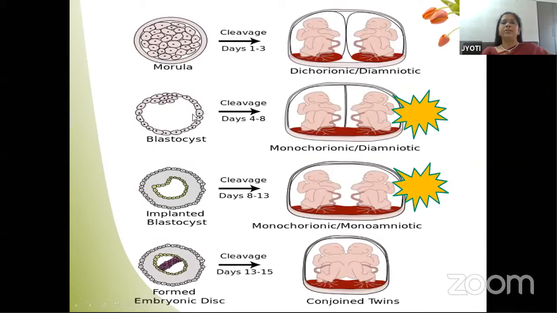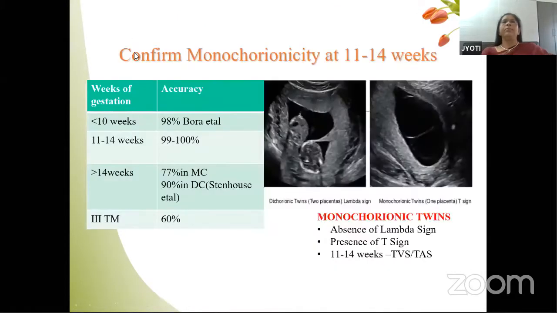Now we know when the blastocyst divides at 4 to 8 days, you can have an MCDA twin. But when it cleaves at 8 to 13 days, we can have an MCMA twin. What is more important is the chorionicity, which should be determined at 11 to 14 weeks. That's because at 11 to 14 weeks, you find that 99 to 100% accuracy is there. If you do it before 10 weeks, it may be just 98%. Beyond 14 weeks, it may be 77%. And in the third trimester, it may be as low as 60%.